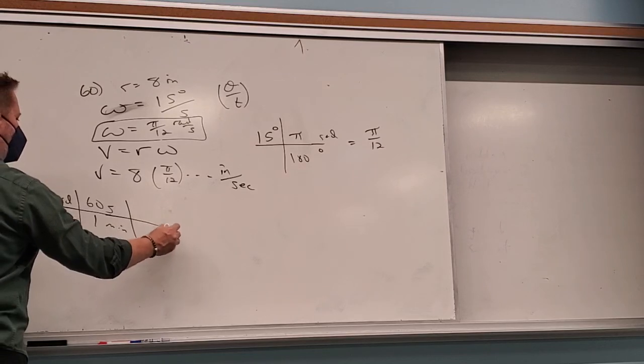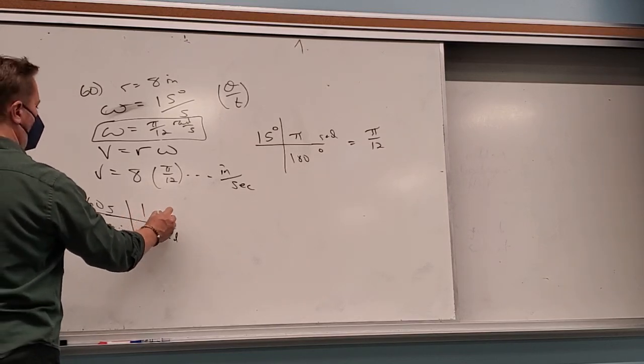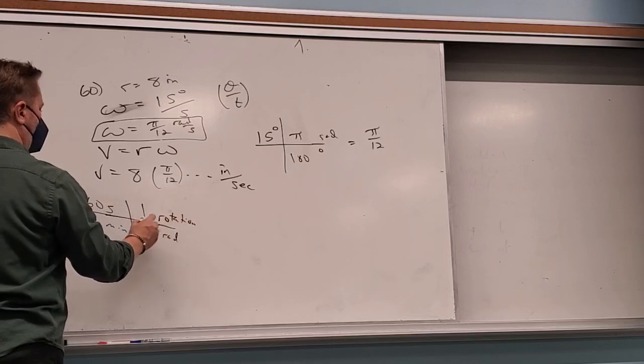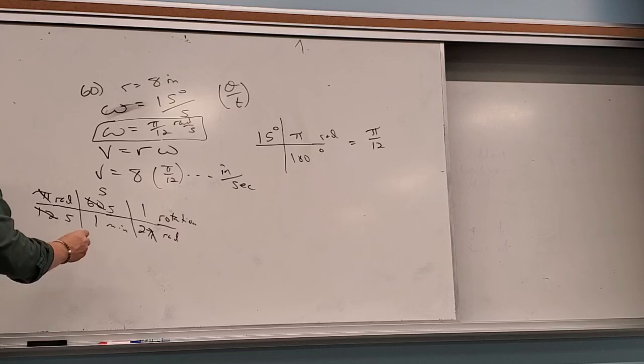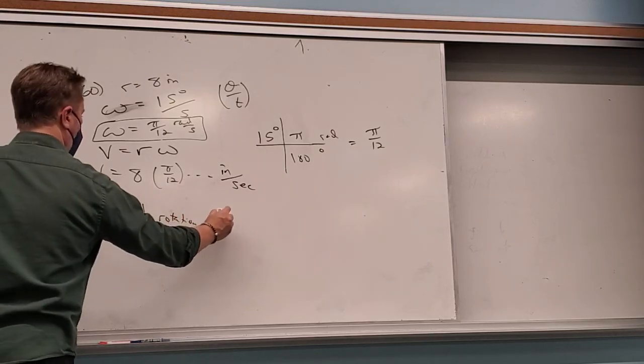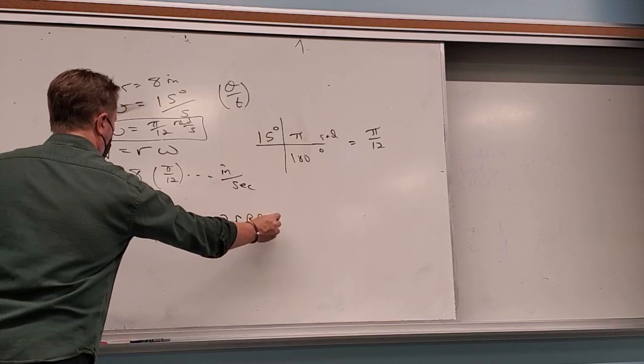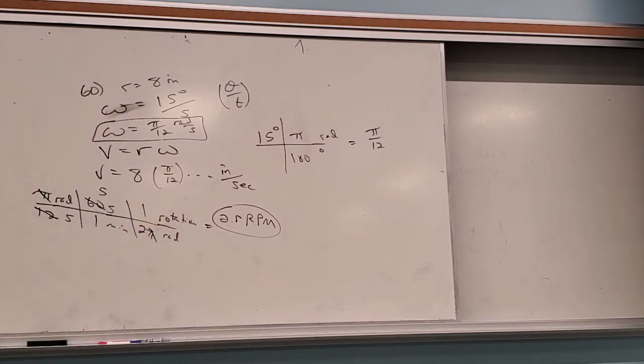How many radians are there in one revolution? One rotation? 2 pi radians. There we go. So you do pi times 60 divided by 12 divided by 2 pi. Yeah. So look, the pi's cancel. 12 goes into 60 five times. So you get 5 divided by 2, I get 2.5 rotations per minute. Crazy. RPMs. You all see that gauge in your cars. But that's what it means. It means rotations per minute.